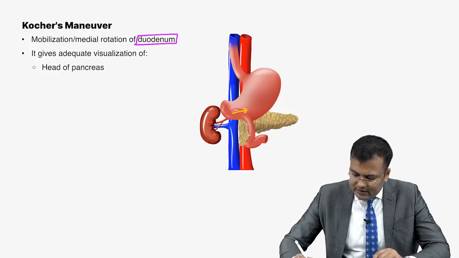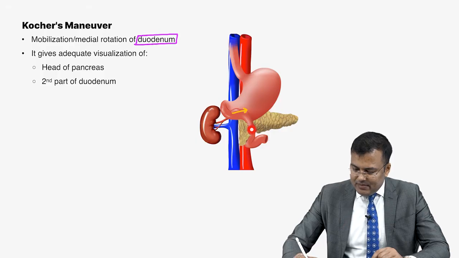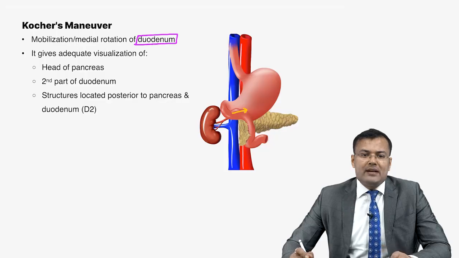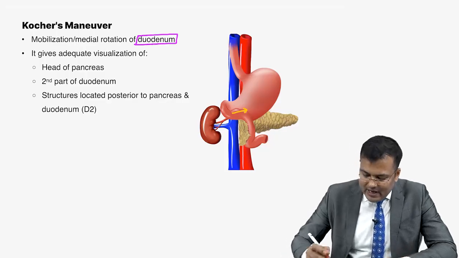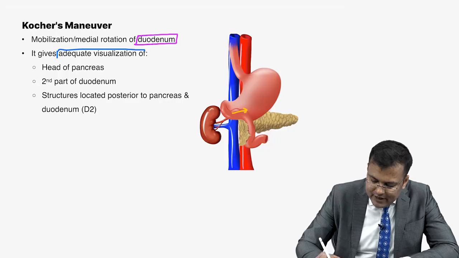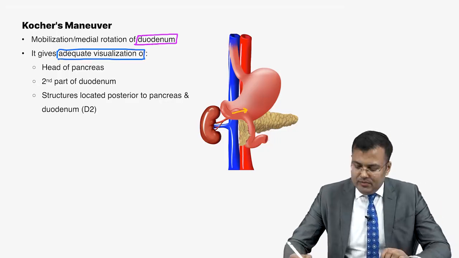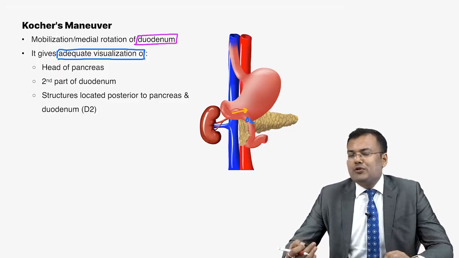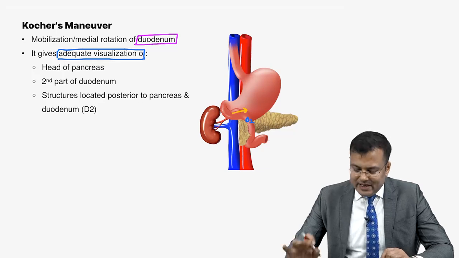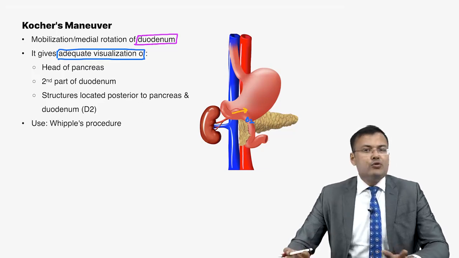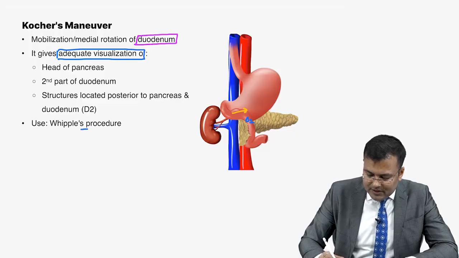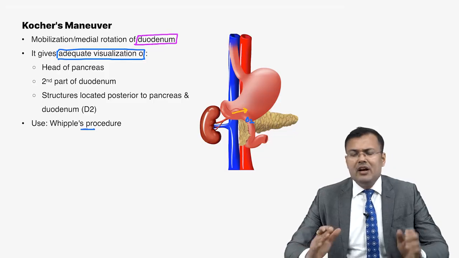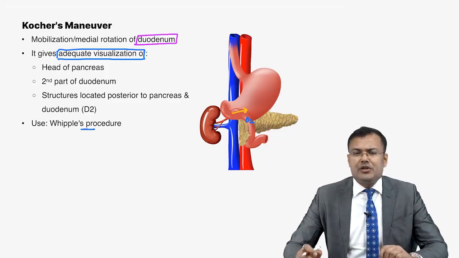You can notice here the head of pancreas, the second part of duodenum, and the structures located posterior to the head of pancreas and second part of duodenum. What is the use? It is used for Whipple's procedure. So this is Cocker's maneuver, also known as Cockerization, in which we perform mobilization or medial rotation of duodenum.